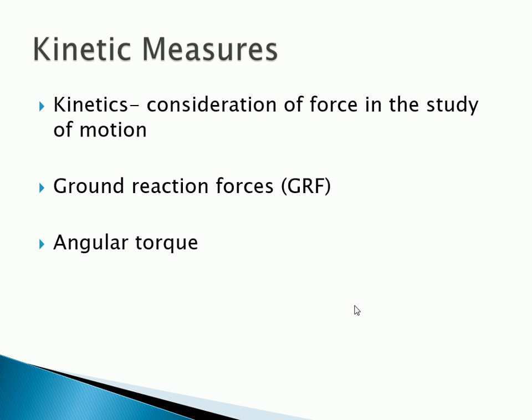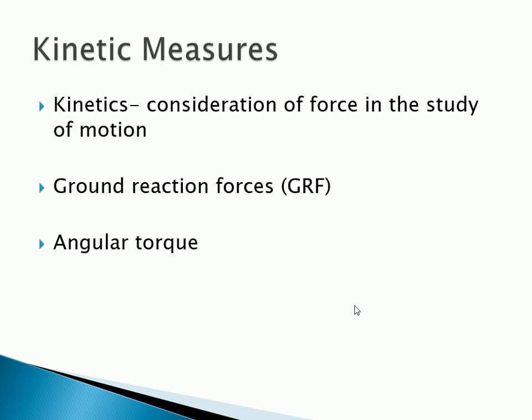Kinetics, what we're doing is we're taking into account the consideration of force. So a couple of simple ways we might do this. One is measuring ground reaction forces. The way we would do this is using some type of a force plate where we're standing on a force plate, and maybe we're going to do a vertical jump, and we're going to measure the ground reaction force created during the vertical jump. So that gives us a kinetic response because we're measuring the force clearly.